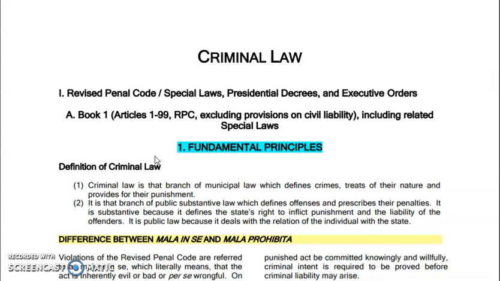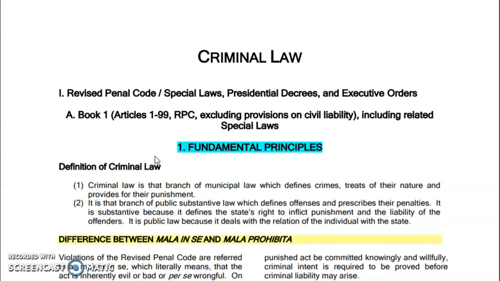So let us also very quickly go through the theories or schools of thought in criminal law. We have three. We have the classical or juristic theory. We also have the positivist or realistic theory. And then we have the eclectic or mixed theory. The basis of the principle in the classical or juristic theory is that the basis of criminal liability is human free will.